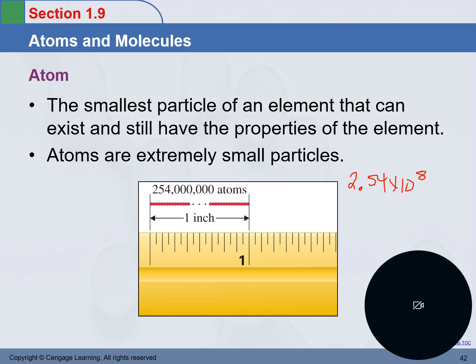So this will be something that we look at in chapter 2, where we write a number between 1 and 9.9 raised to a power of 10. That's scientific notation.